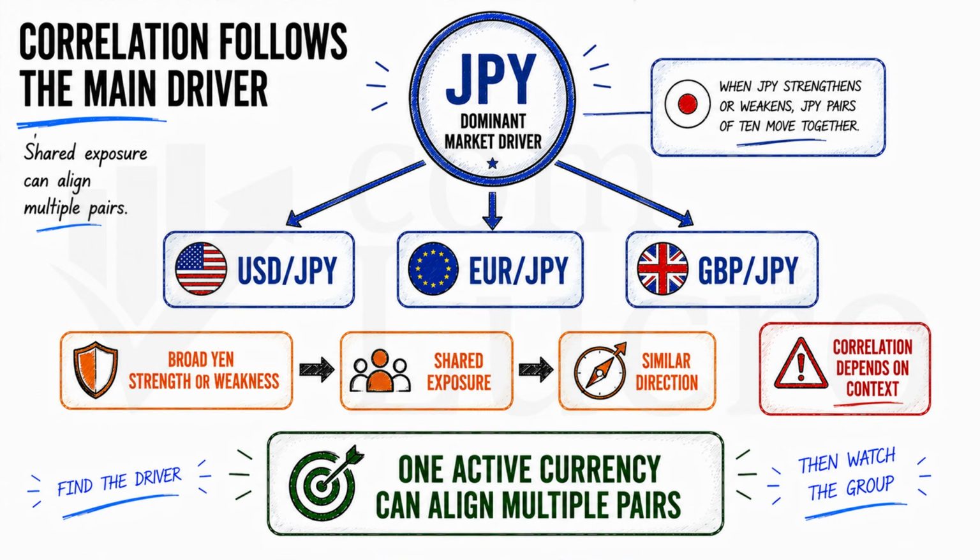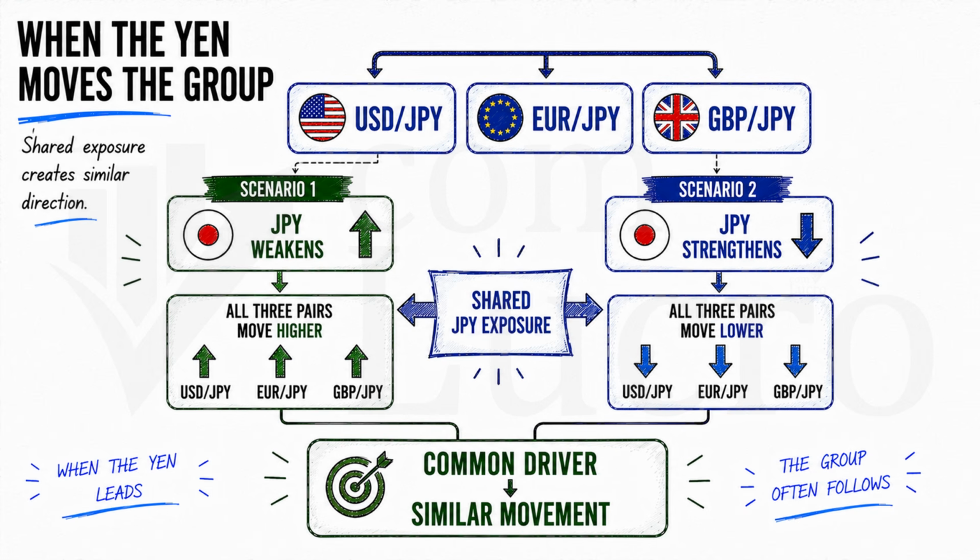Currency correlation also depends on which currencies are driving the market during a particular session. USD JPY, Euro JPY, and GBP JPY may become positively correlated when broad yen strength or weakness becomes the dominant market theme. For example, if the yen weakens across the market during the Asian session, several yen pairs may rise at the same time. If the yen strengthens, those same pairs may decline together. This creates correlation because each pair shares exposure to the same active currency.